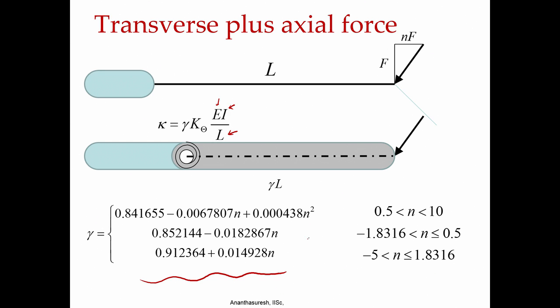Now, given a more detailed expression, they have put 0.841655 and then 0.0067807, so many decimal places based on the epsilon error that they had chosen. They fit that for different ranges: n varies from 0.5 to 10, and then minus 1.8316 to 0.5, and so forth. They have given different ranges for these values. You can get n, and then you can also get this k theta.